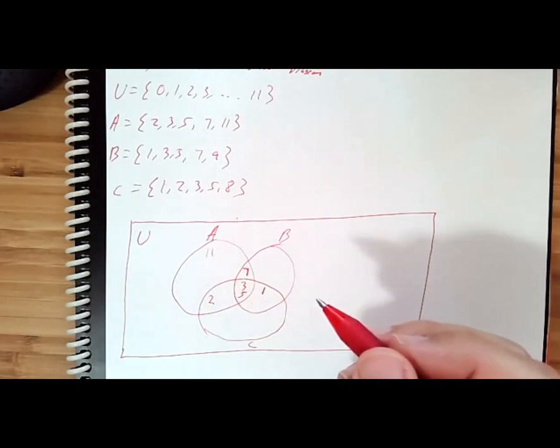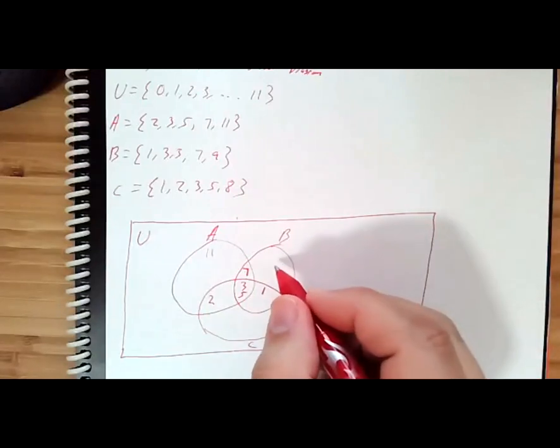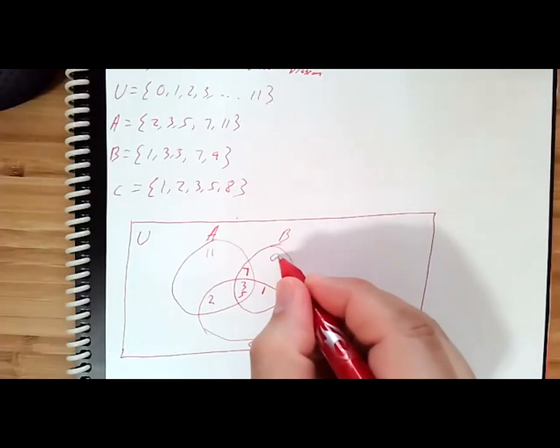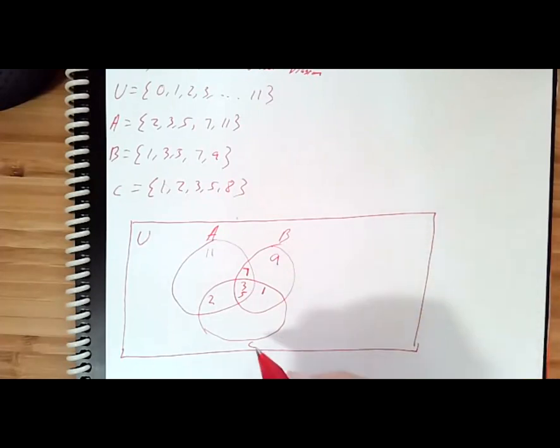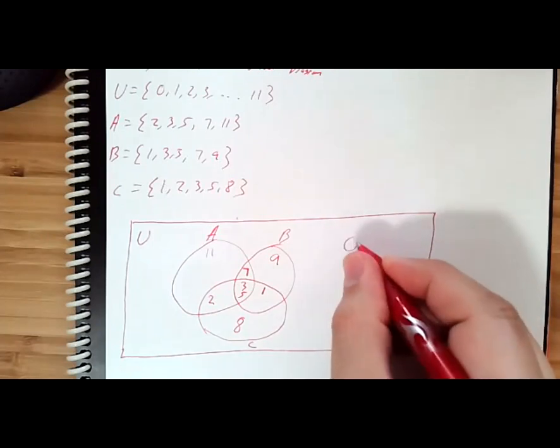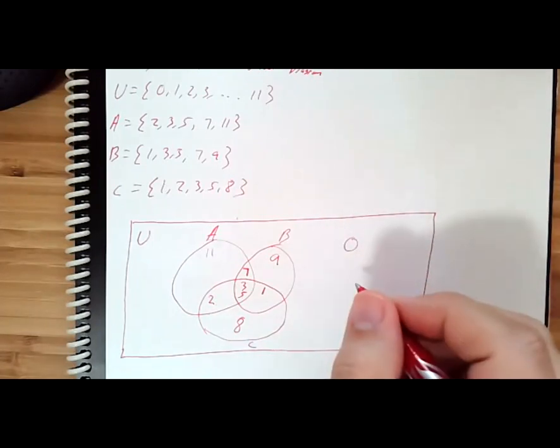Yeah. Okay, what is only in B but nothing else? 9. What's only in C? 8. Yeah. What's outside of all 3? In here somewhere. 0. Yeah, 0's in none of them, but it's inside the U.